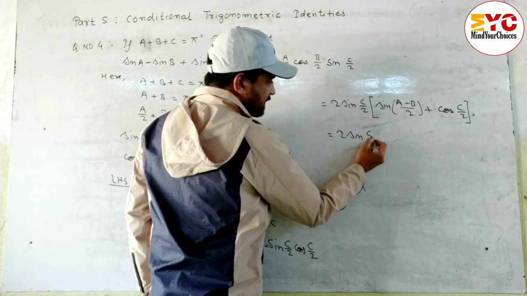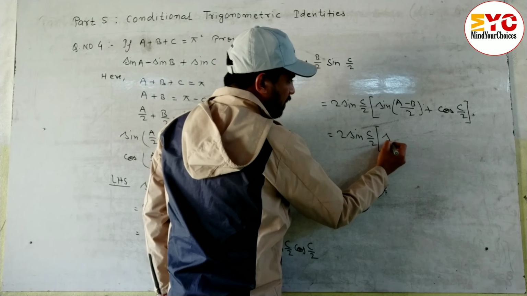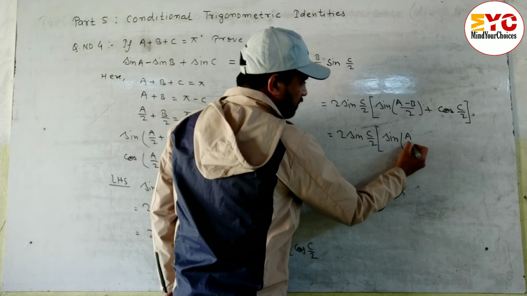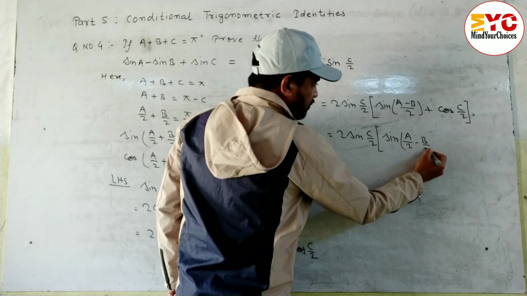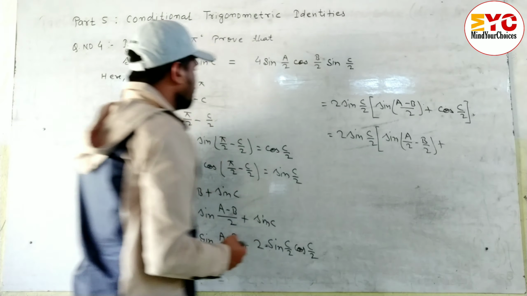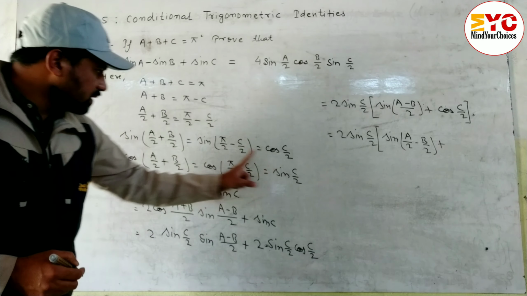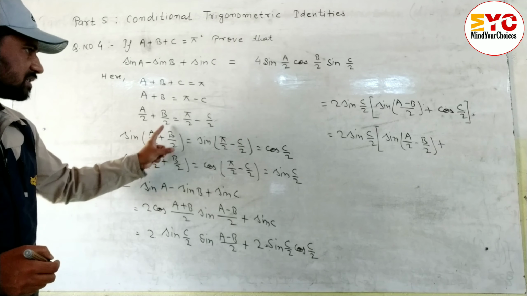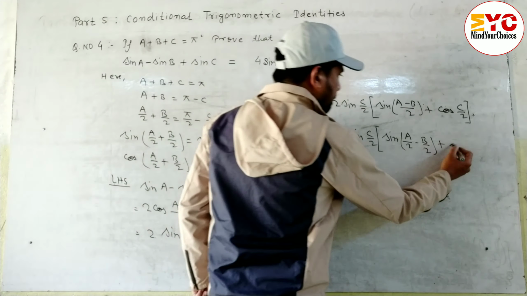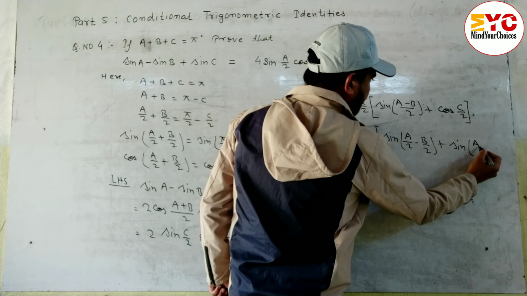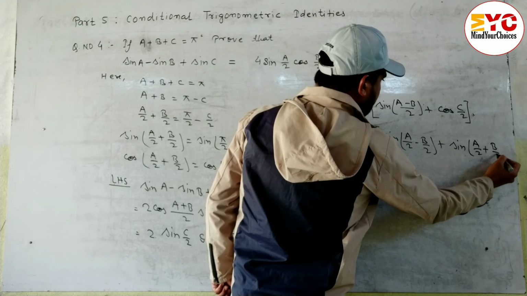So 2 sine C by 2, sine of A by 2 minus B by 2 plus cos C by 2. Now we have to put the value of cos C by 2. What is the value of cos C by 2 here? Sine of A by 2 plus B by 2.